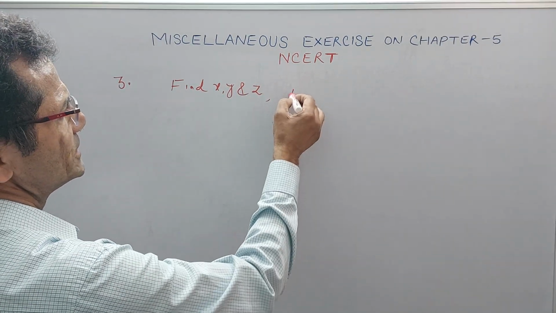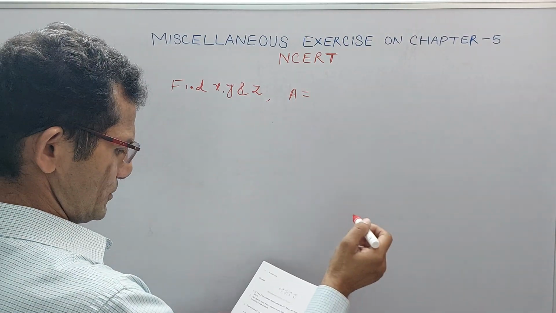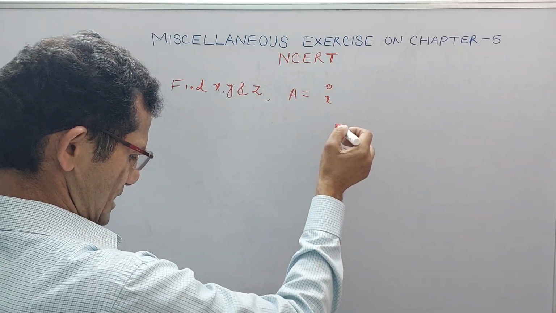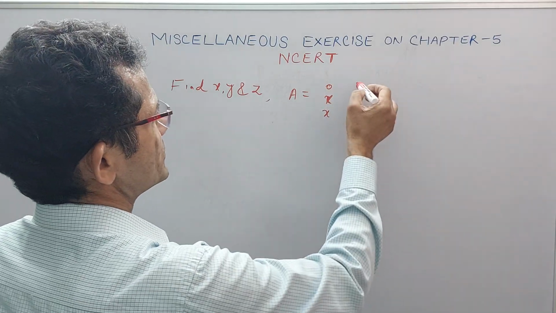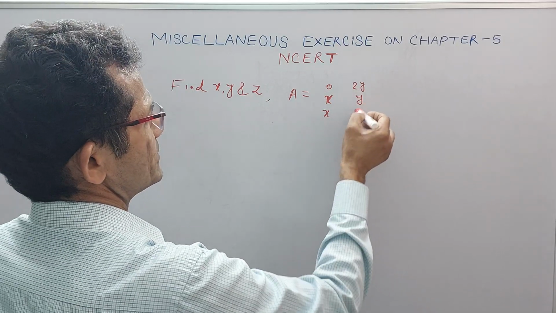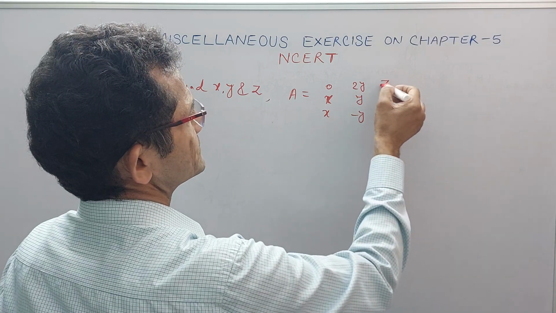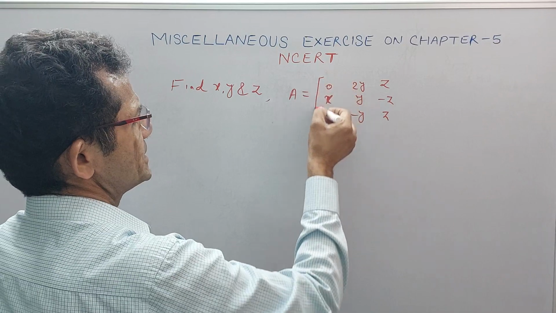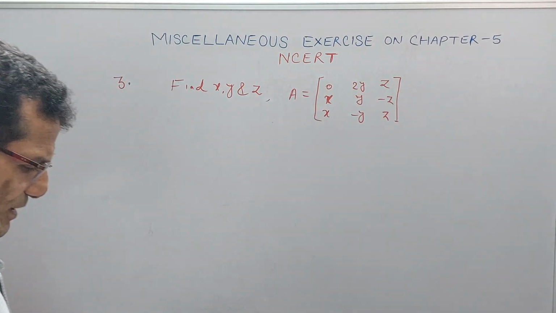And here is the given matrix A. Its first column entries are 0, x and x, second column entries are 2y, y and minus y. Third column entries are z, minus z and z. So this is the given matrix A. Under the given conditions, we have to find out x, y, z.